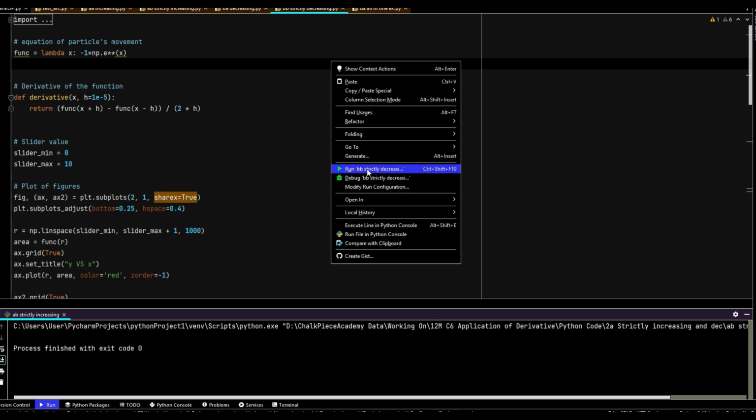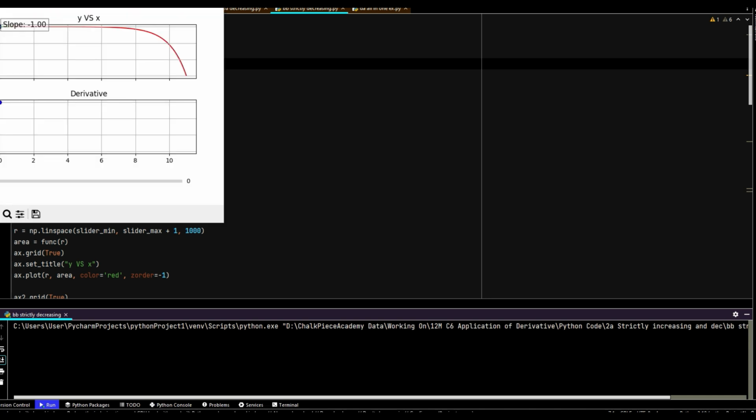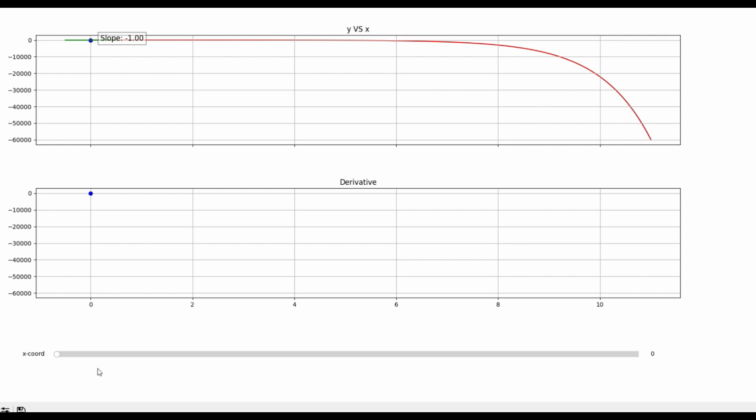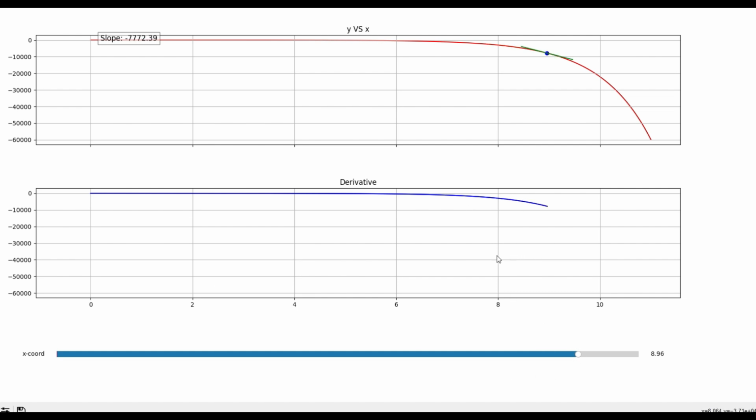When it comes to strictly decreasing, all the values of the derivative are always negative. Here it looks to be very close to 0, but you know that because the graph goes from 0 to minus 60,000, any value in your tens or ones or hundreds is going to look as if it's touching the x-axis. It is not though, right? All these values are negative. How negative it is is not the question, but it is negative. That's all you have to keep in mind.